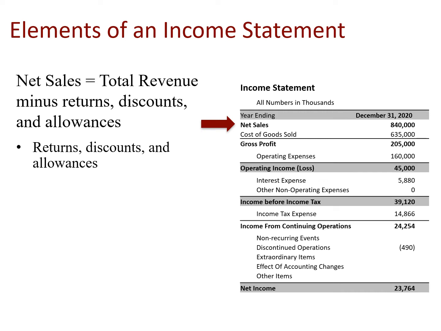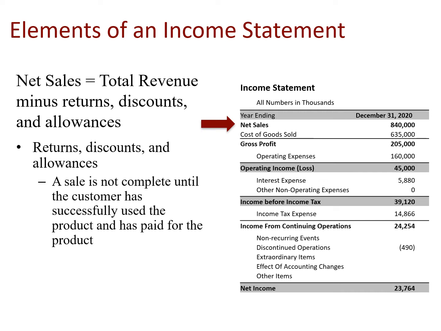Returns, discounts, and allowances. A sale is not complete until the customer has successfully used the product and has paid for the product. Now we might go ahead and recognize the sale, but if we have an idea that a certain percentage of the product will be returned and it can be estimated, then typically what we would do is estimate that. So for example, maybe we sold $100 worth of stuff, but we anticipate that $1 of it's going to come back. We might report net sales as $99, which would be the $100 minus the $1 we're expecting to get back.